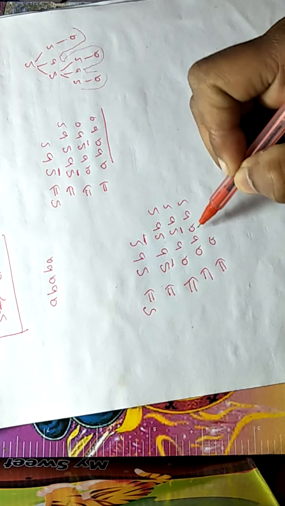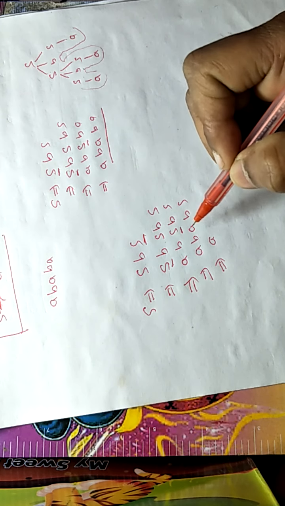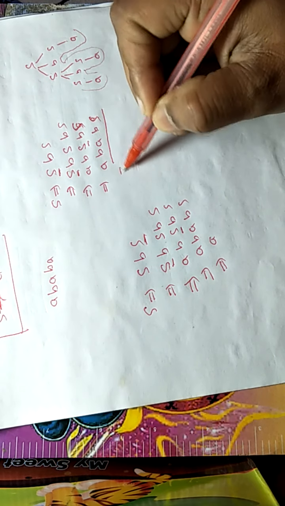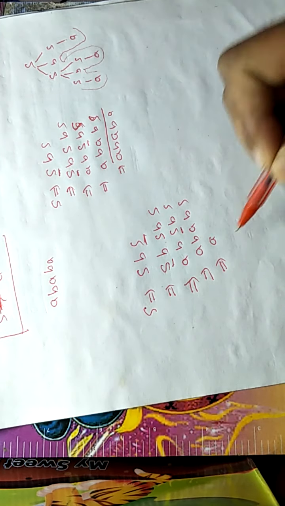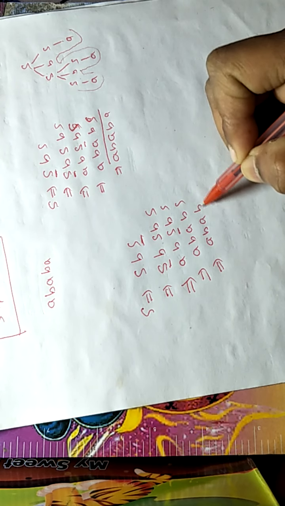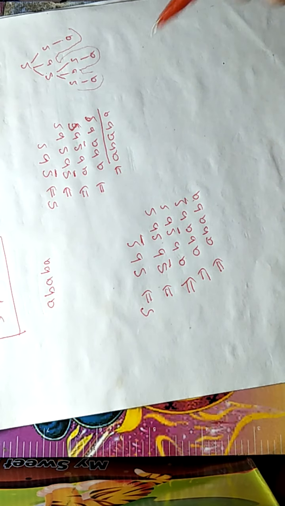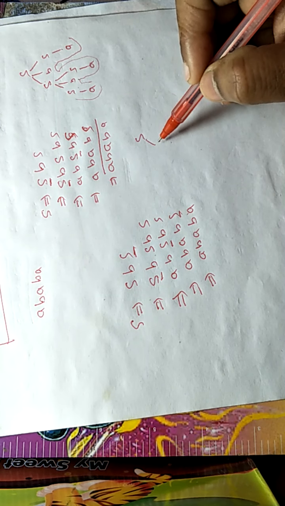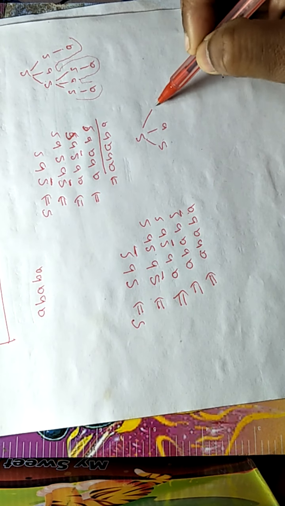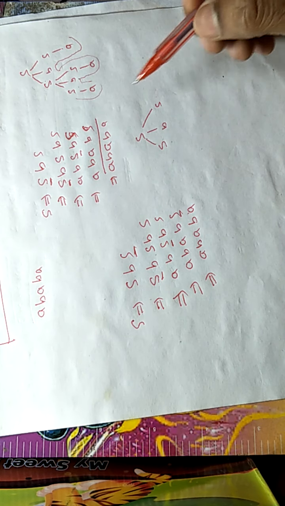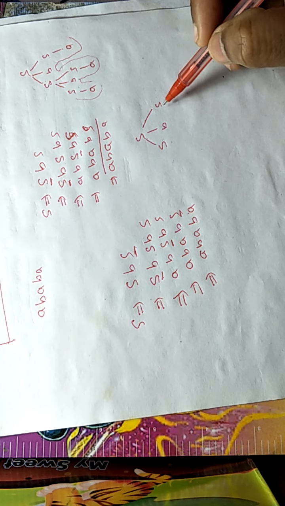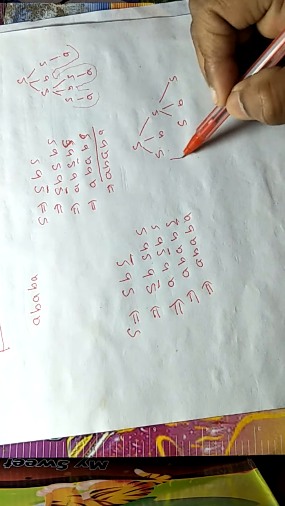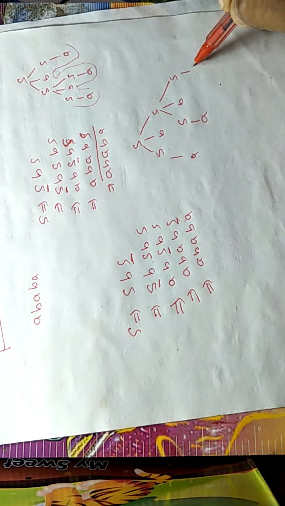and replacing the last one, this is S, and I am replacing this S by ABA and replacing this S by A here. So here the derivation tree or parse tree will look like this: replacing this S by SBS, and this S by A, this S by A, this S by A.